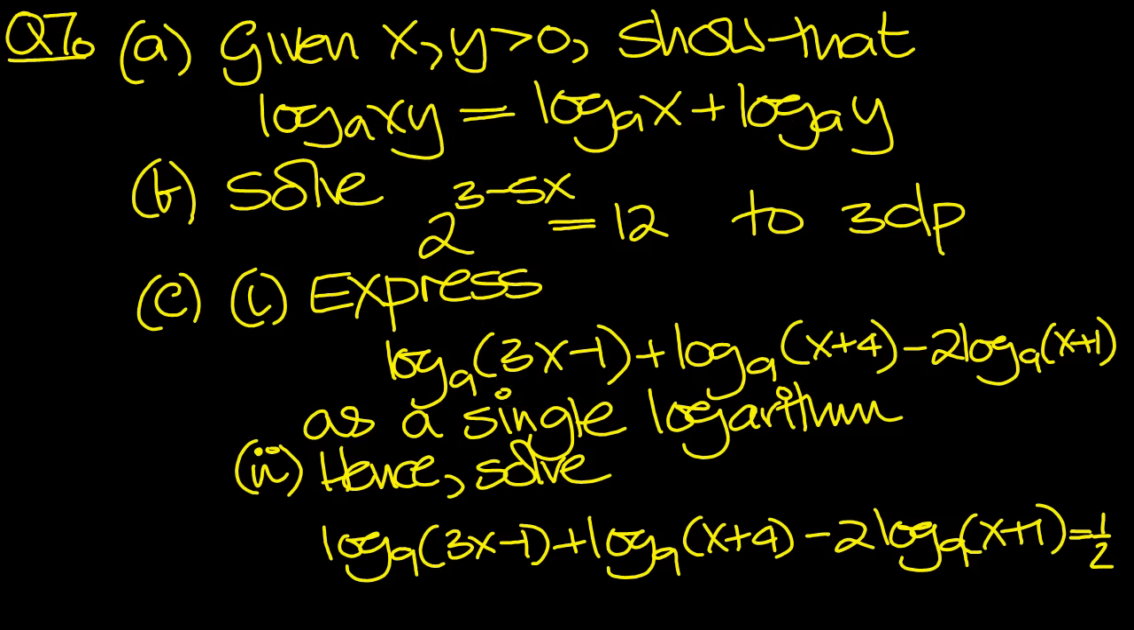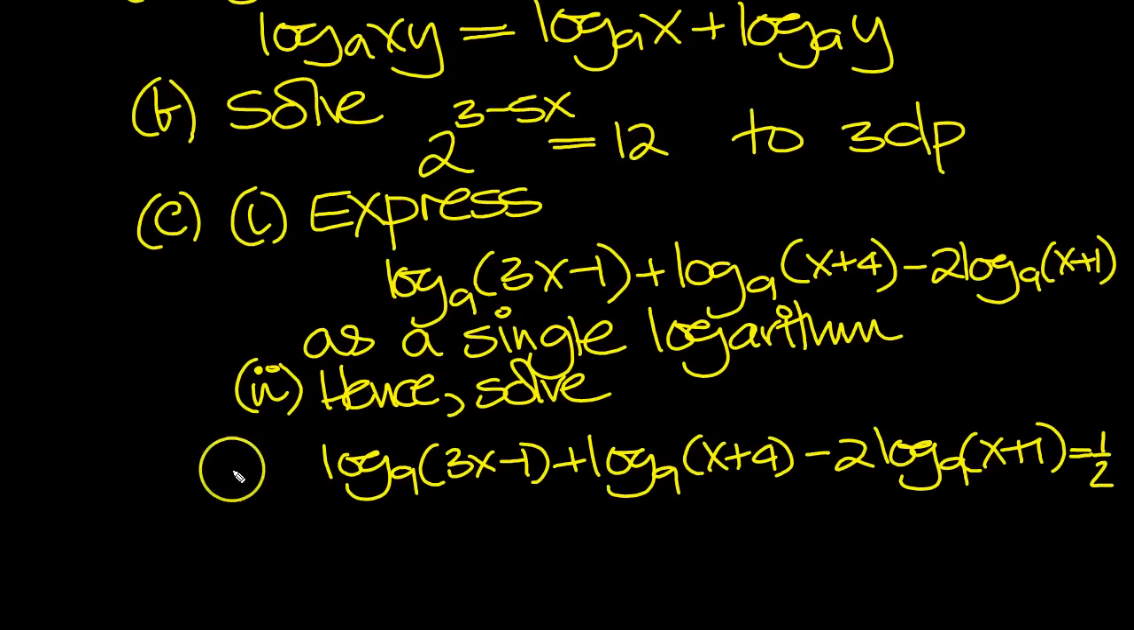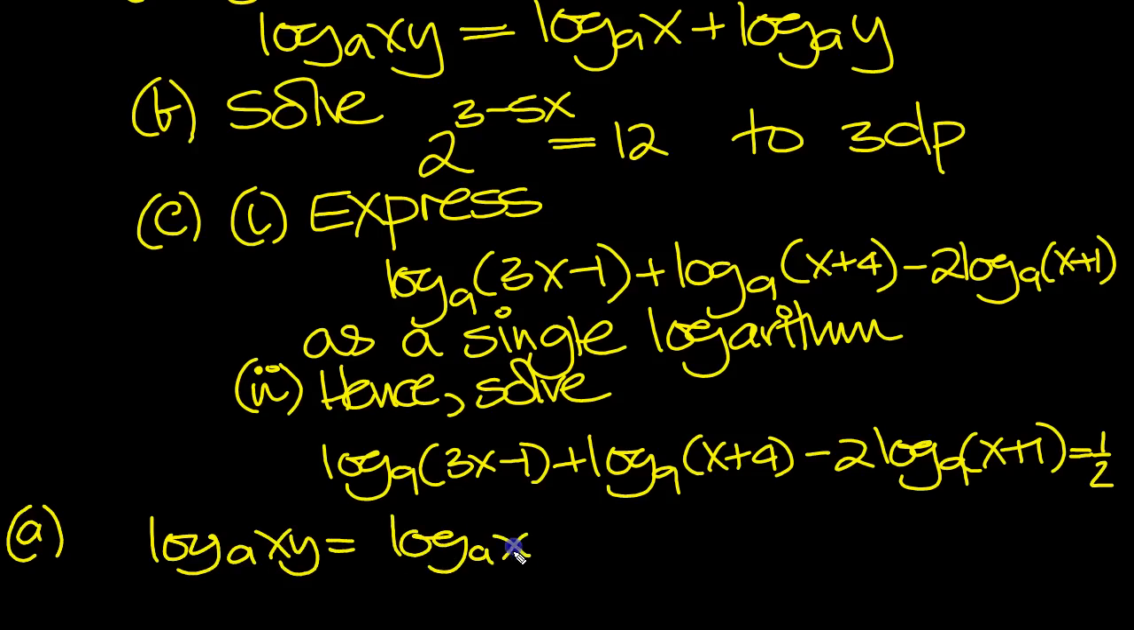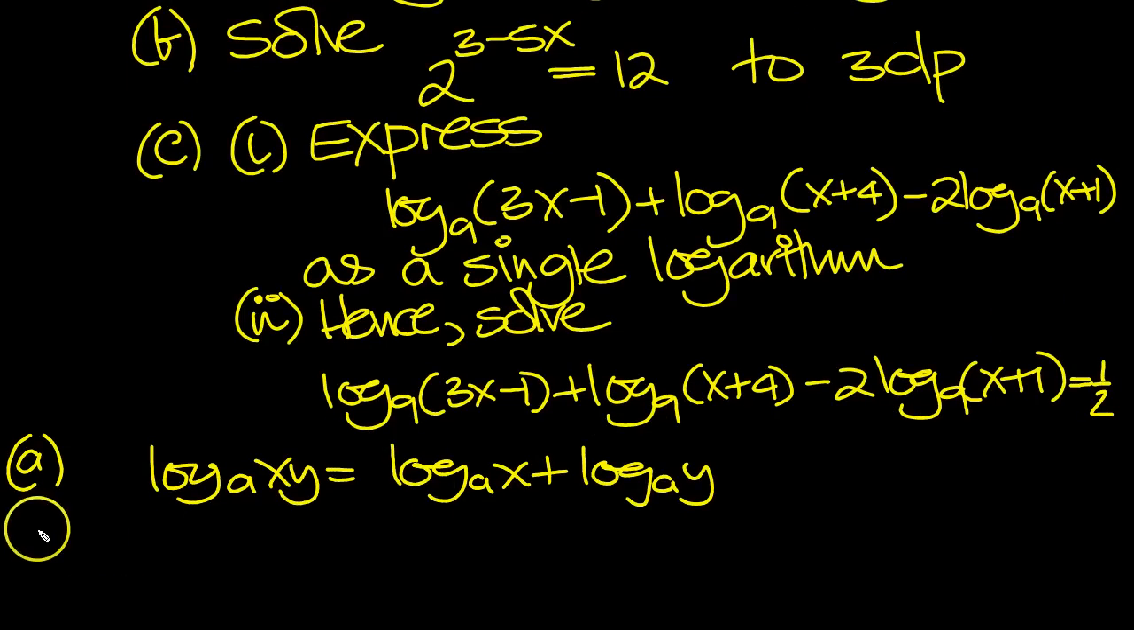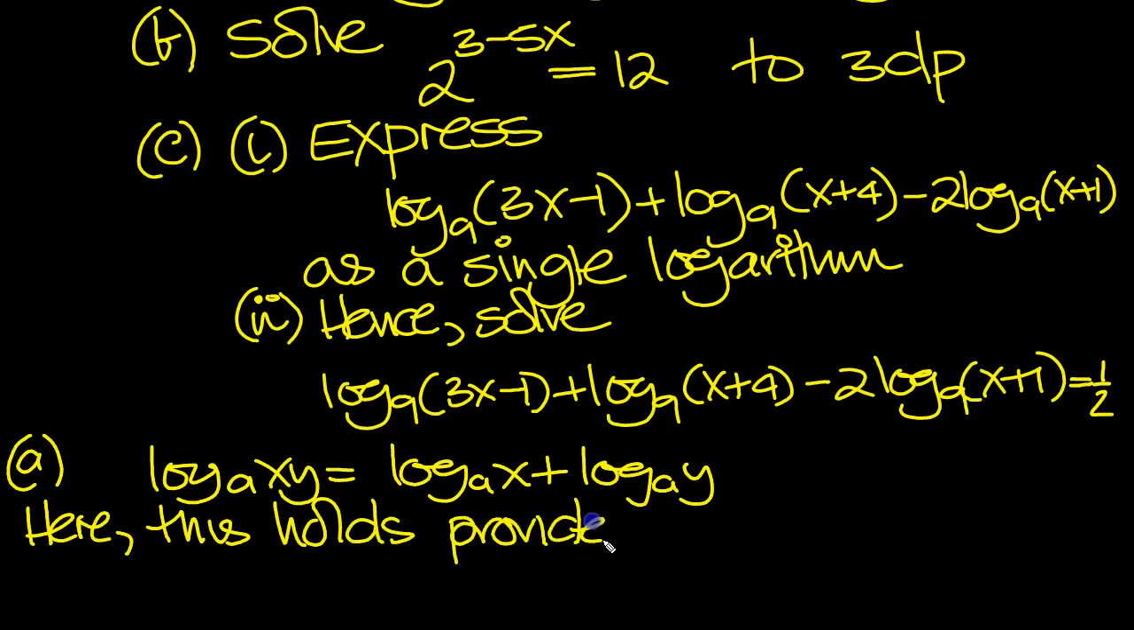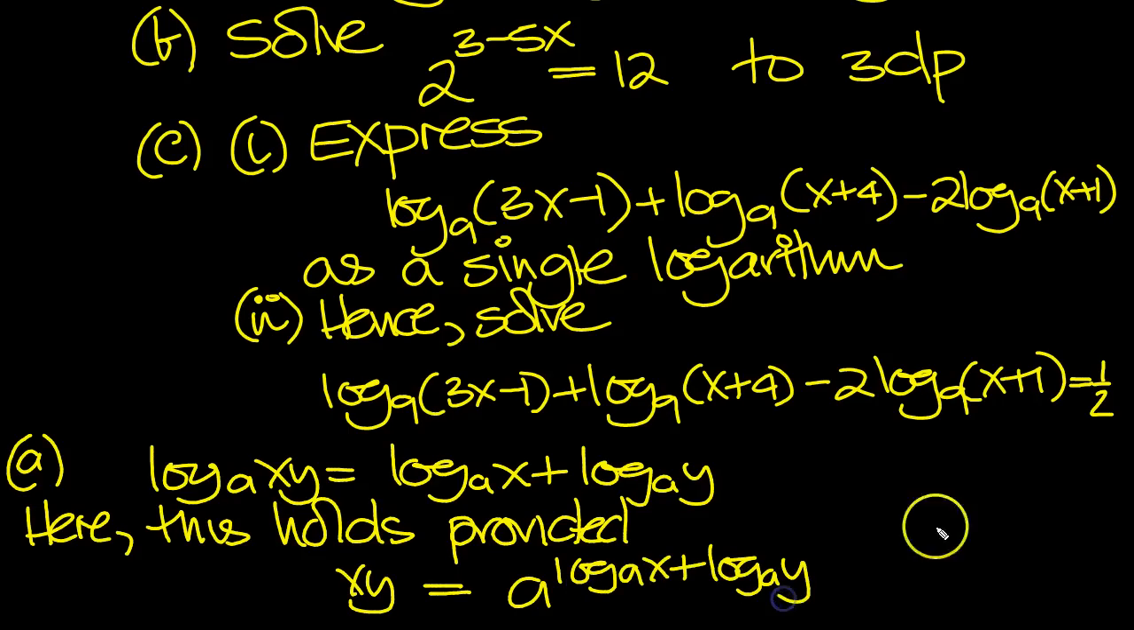The first thing is this logarithm property. So let's write it down first, shall we? Log a of xy is equal to log a of x plus log a of y. Here, this holds provided... well, let's just unwrap this logarithm on the left. xy is equal to a, swing the base number down and hit all this right hand side in the air, a to the power of log a of x plus log a of y.